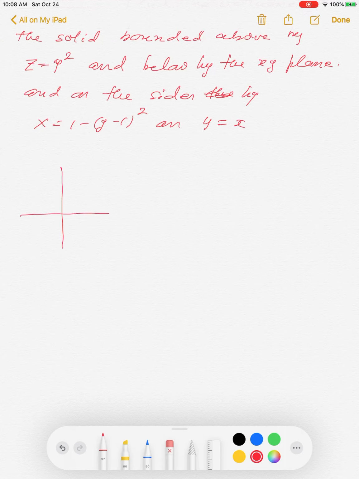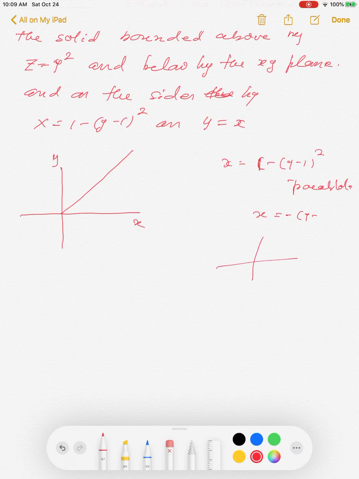So let's try to draw the picture first. So I'll draw the vertical view with x and y axis as if you are viewing from z axis. So you see, y equal to x is a straight line, and then x equal to 1 minus y minus 1 square is a parabola. So if you look at x equal to minus y square, you know, opens on the side. This is x equal to minus y square. But this is not minus y square, it's y minus 1 square. So that will be shifting everything vertically.